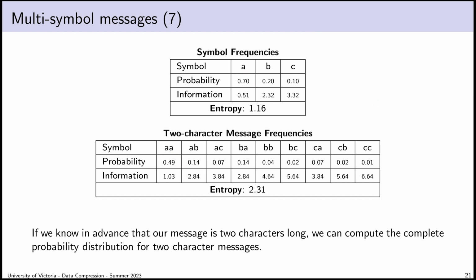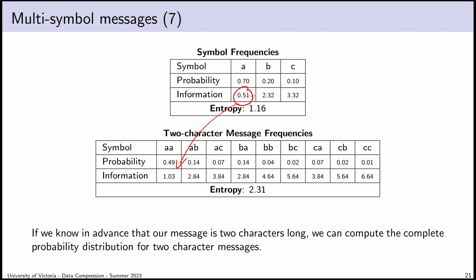Another interesting thing to observe is, because information content is computed via logarithms of probabilities, and when I'm computing the new probabilities, I am multiplying, it turns out that when I compute the new information content, I am adding. So 0.51 plus 0.51 looks like 1.02.